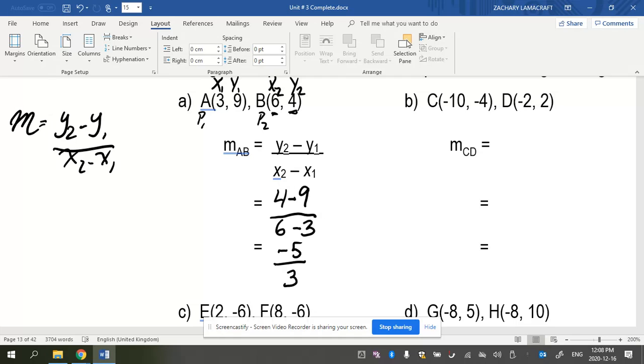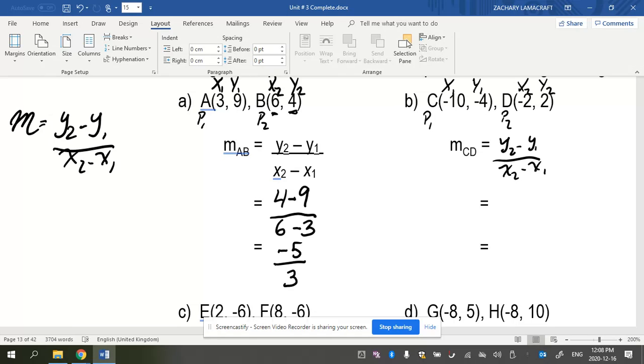Now, if we look at our second one here, we know that we're just going to pick this as point 1 and point 2. So then this is x1, this is y1, this is x2, that is y2. Get in the habit of writing that down, because some of you will get confused when you're putting in numbers. Once again, we know our equation is y2 minus y1 over x2 minus x1.